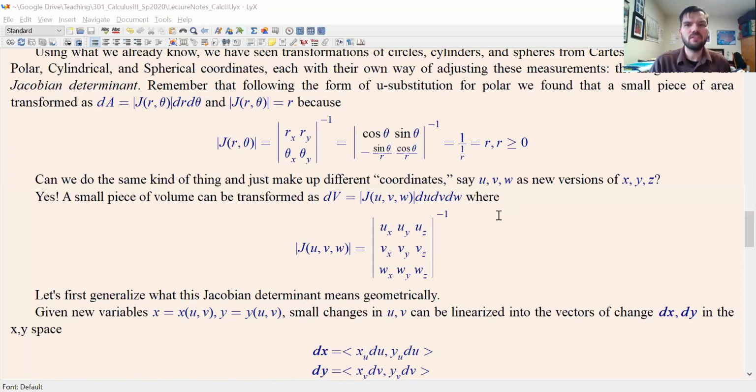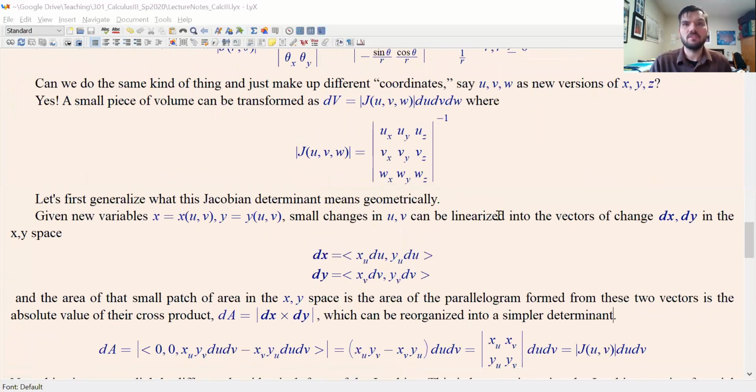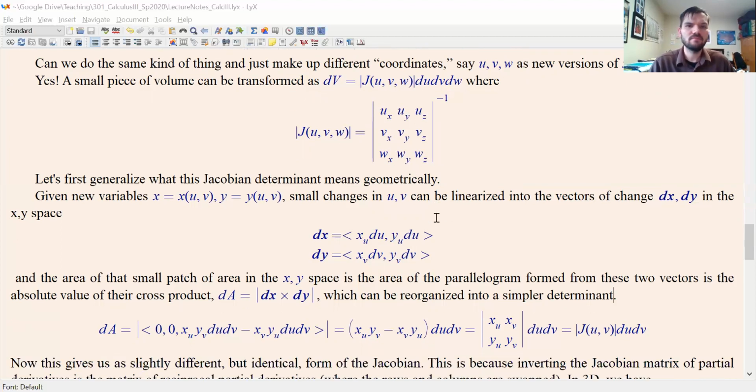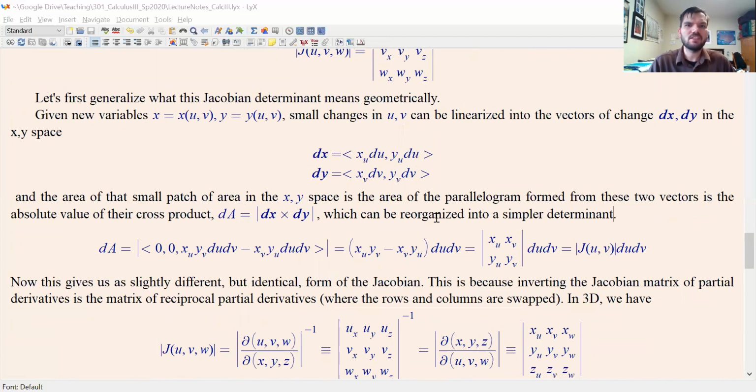Now we're going to generalize this to variables u, v, and w as new x, y, and z. And can we do this? Yes, we can. In fact, the form of the transformation is identical to what we just did in polar, cylindrical, and spherical coordinates, except the value for the Jacobian differs based upon our transformation. The form of it can be done in the same way. But let's look at this geometrically.